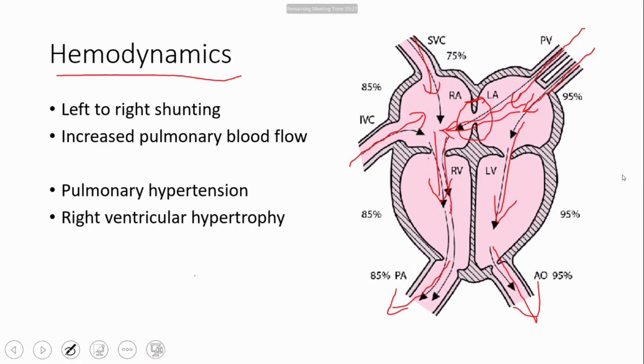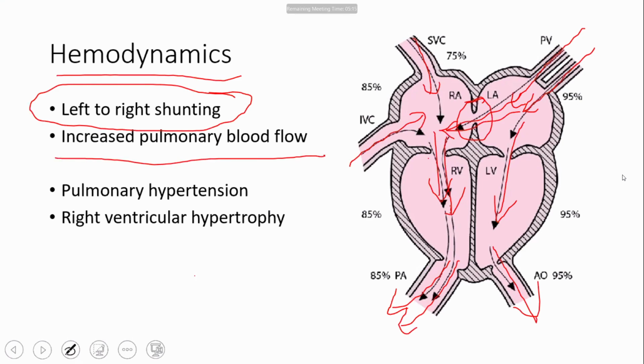So more blood will enter the right ventricle and more blood will enter the lungs. This is what left to right shunting means. There is increased pulmonary blood flow, which will lead to pulmonary hypertension. And because the right ventricle is receiving more blood, there will be right ventricular hypertrophy. So this is what happens in the atrial septal defect.